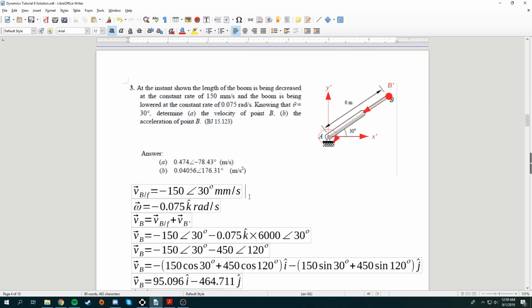Okay. Next, you know that the angular velocity has to be negative as well, because for the boom to lower down, it has to rotate in the clockwise direction. As you all know, our convention is clockwise will be negative.